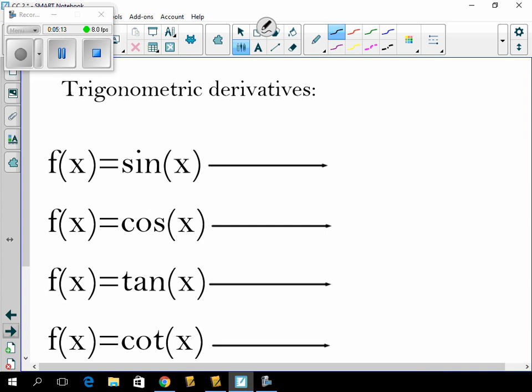Now we're getting on to trigonometric derivatives. These are kind of where it may get a little more complicated. There's no real rule for trigonometric derivatives. It's just something that we are going to have to memorize.